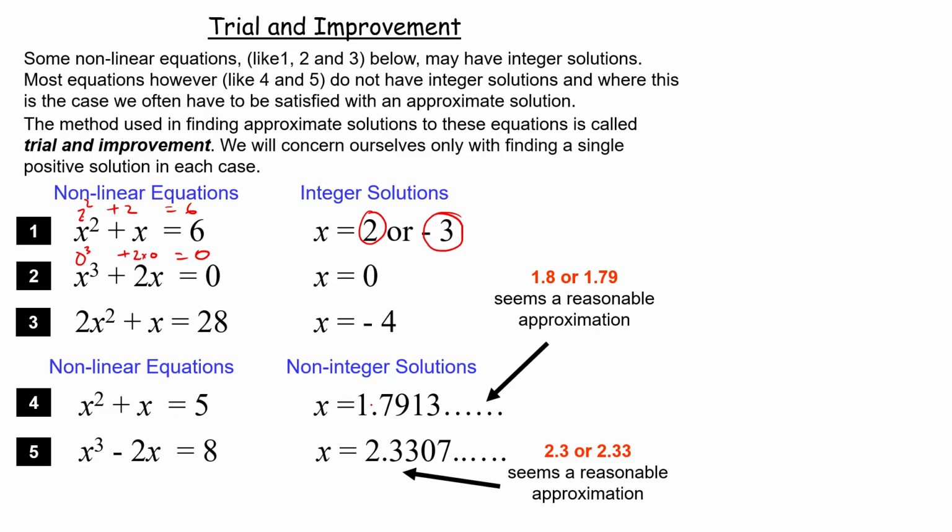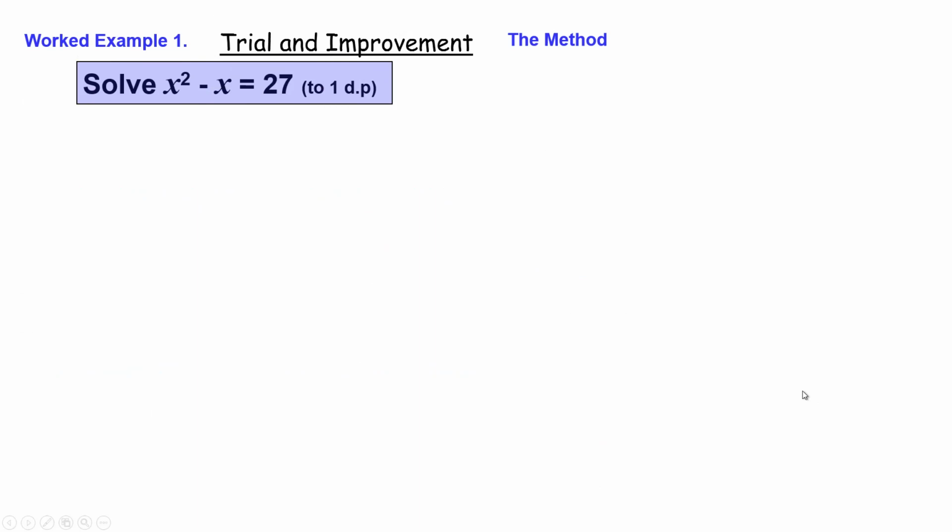With these ones, because we've got decimals, we're going to approximate the answer, and we're going to use what's called trial and improvement. It's otherwise known as an educated guess. It's not a guess in maths; we can call it an educated guess. Trial and improvement. So that's the technique we're going to use.